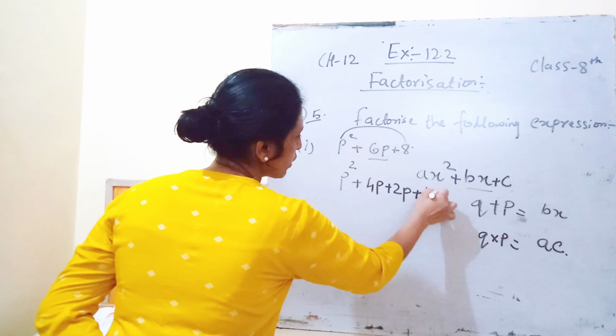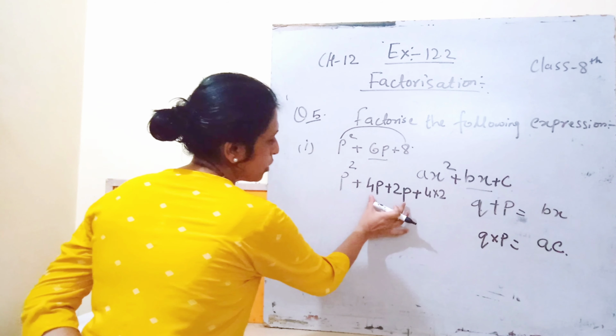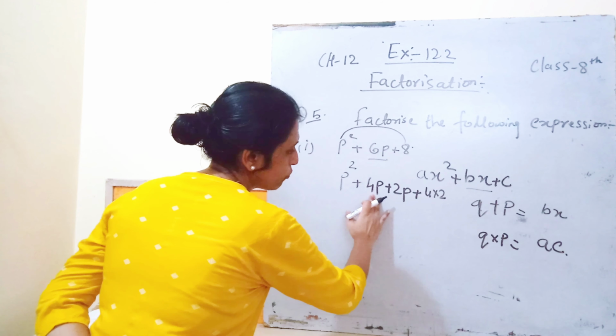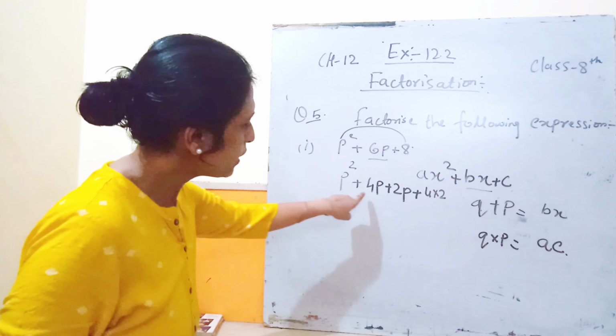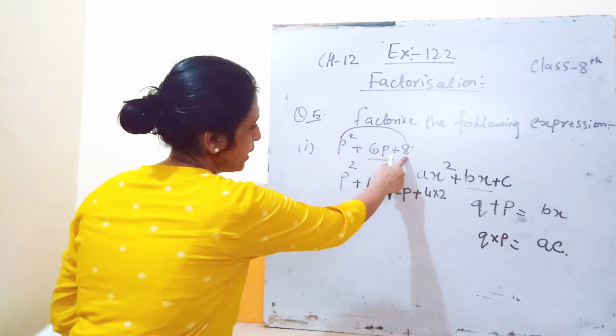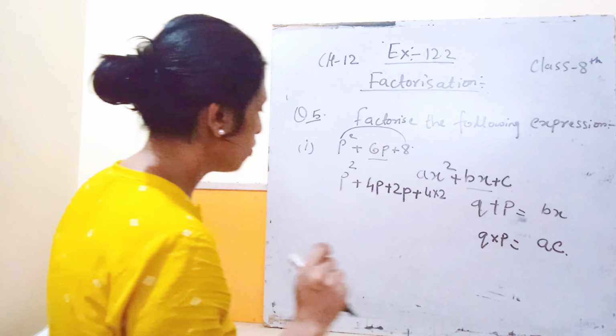Now here I have split the middle term 6p as 4p plus 2p, and 8 can be written as 4 into 2. See children, when we add 4p plus 2p we get 6p, and when we multiply 4p into 2p we get 8p square, isn't it? 8p square. Got it?